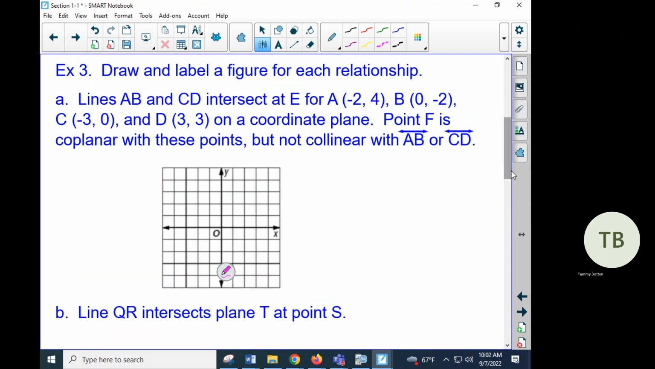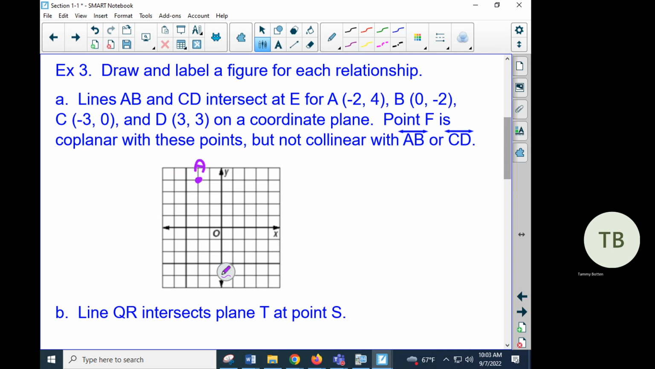So here they're having us draw points. It says lines AB and CD intersect at E. For A, which is the point -2, 4, do you guys remember plotting points? You go left or right first and then up or down. So -2, 4 would be left 2, up 1, 2, 3, 4. And we're going to label that A.